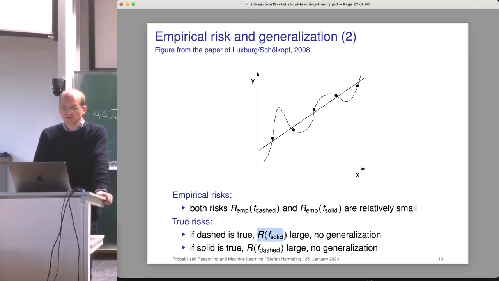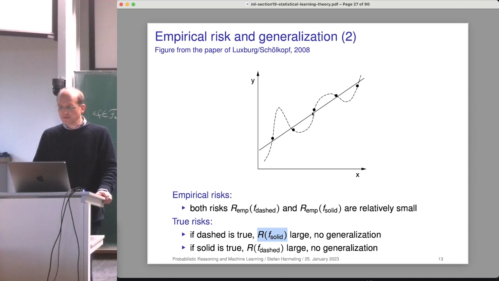So this is the true risk of the solid one, because the dashed one is true. Basically, for these points here, I'm making a really large mistake. And for these points over here, I'm also making a really large mistake. So we see that the R(F solid), if the dashed one is true, then the empirical risk of the F dash is not a very good estimator of the true one, okay? And that also holds the other way around.